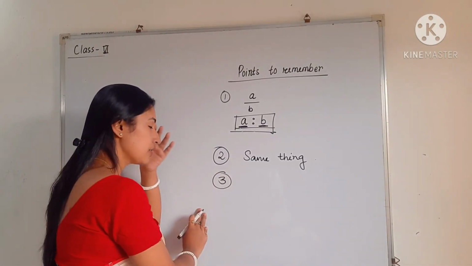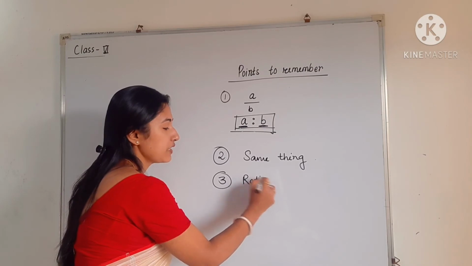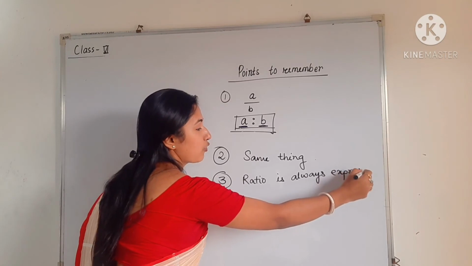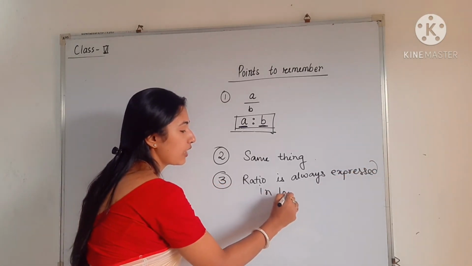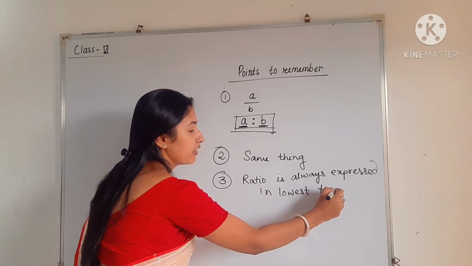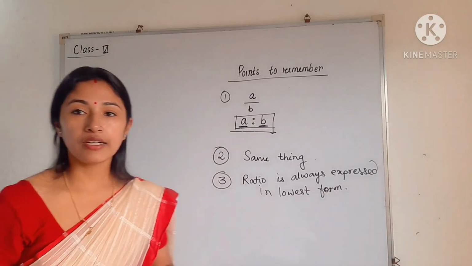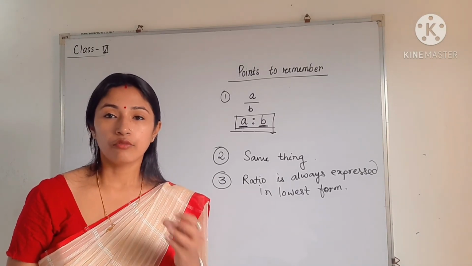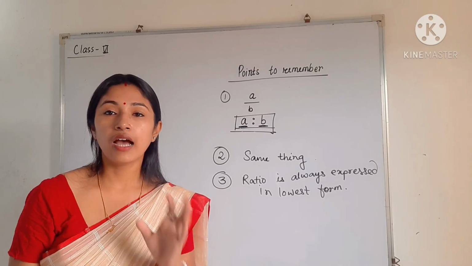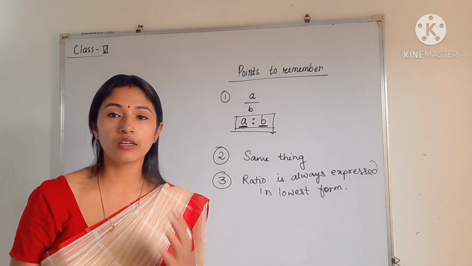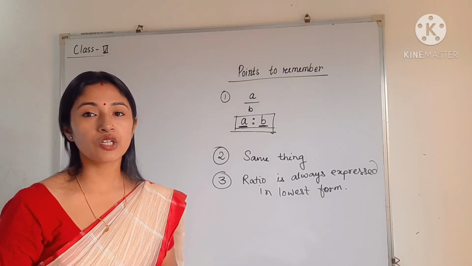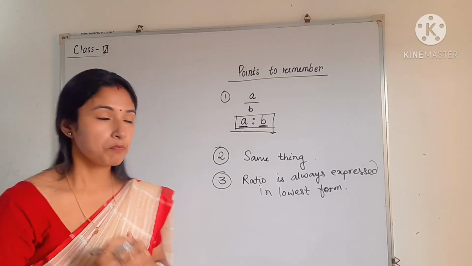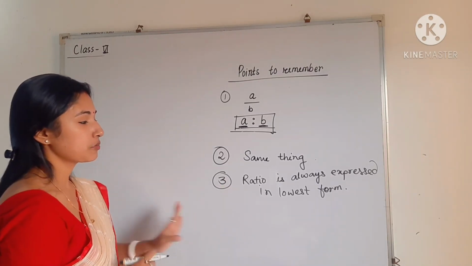Next, number 3 is, ratio is always expressed in lowest form. Okay, in lowest form. So how to write in lowest form? See, already we have studied how to write a fraction in lowest form. We have to cancel it, and for cancellation, we have to find the highest common factor of numerator and denominator, then we have to cancel it. Okay, so after cancellation we get a fraction, then again we have to write it in ratio form. So ratio is always expressed in lowest form.